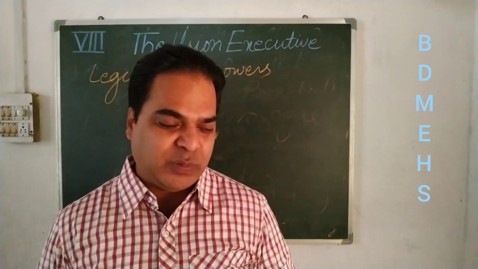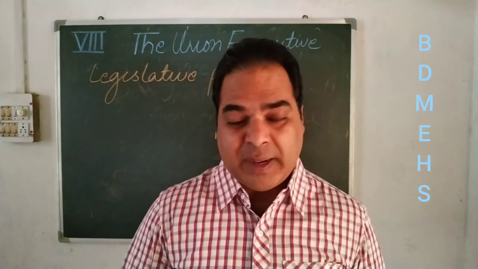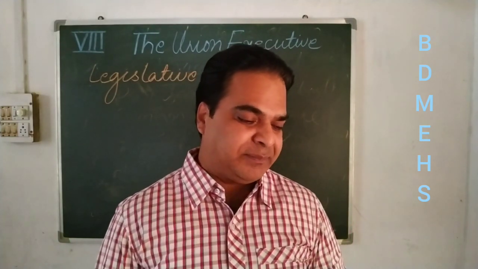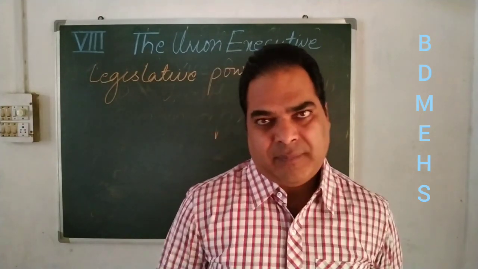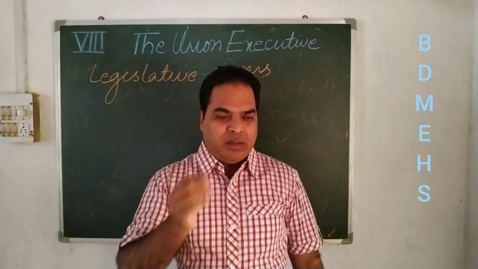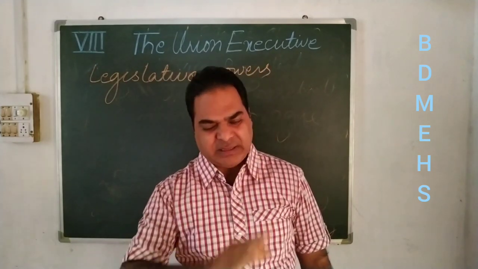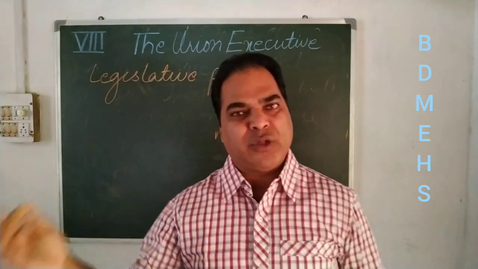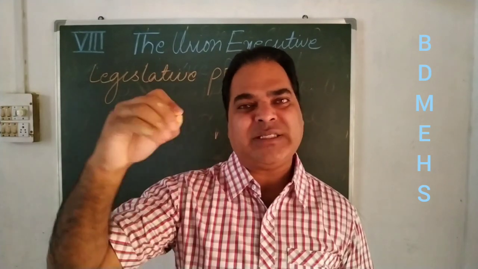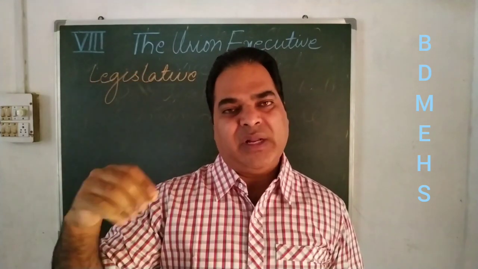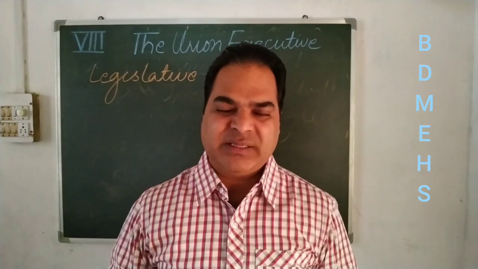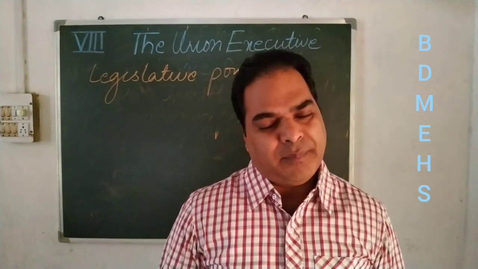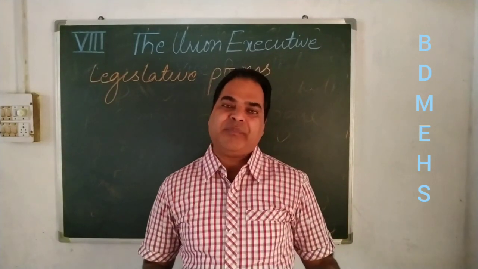The next one, as I told you, a joint session is called by the President whenever there is a deadlock in the passing of bills in the Lok Sabha as well as the Rajya Sabha. Now the process of passing a bill: bills are introduced in either house. The Lok Sabha will pass the bill, it will go to the Rajya Sabha, and after being passed by both the houses, the bill is sent to the President for his assent. Assent means the President will have to sign it. Once the President signs the bill sent from the Parliament, it becomes an act.